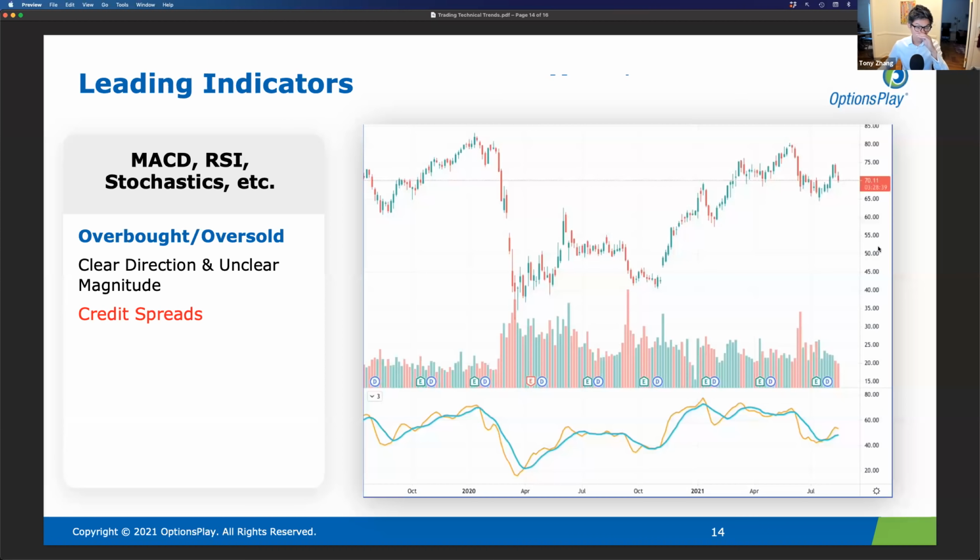So that's really how you want to think about using these types of leading indicators for your trading, not as any other strategy, but for credit spreads. Does that make sense? Please type 6 into the chat window if that makes sense to you.